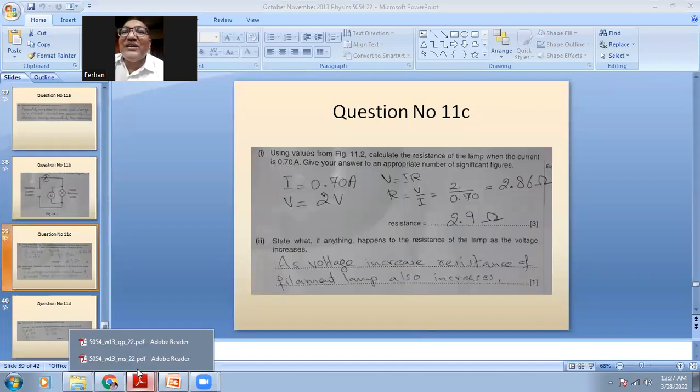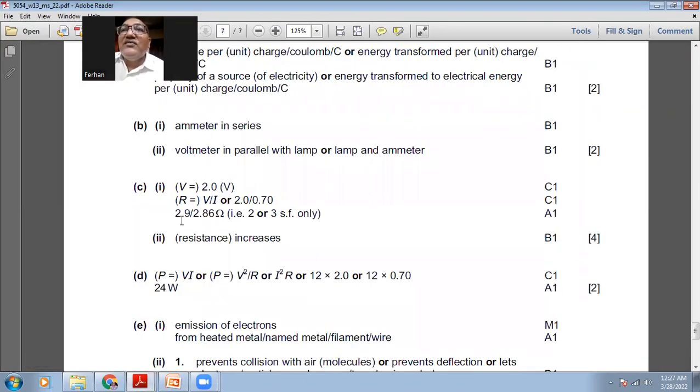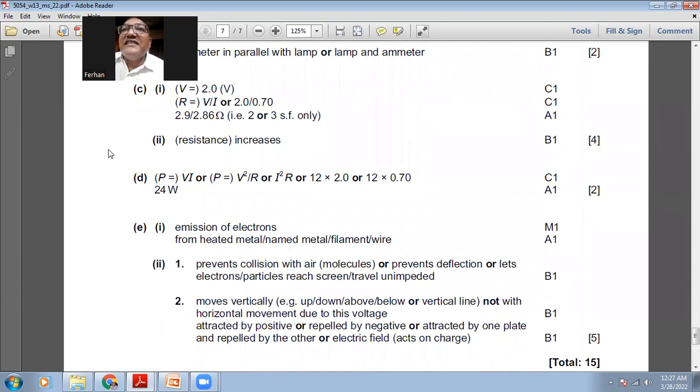Hopefully you understand what I have explained. Here they have said resistance increases. So our answer is right.